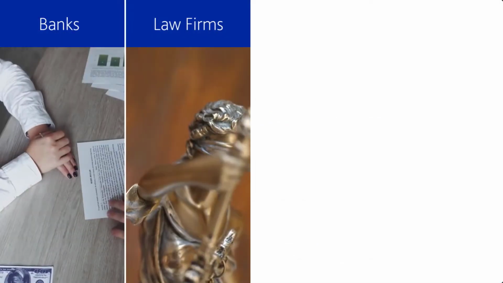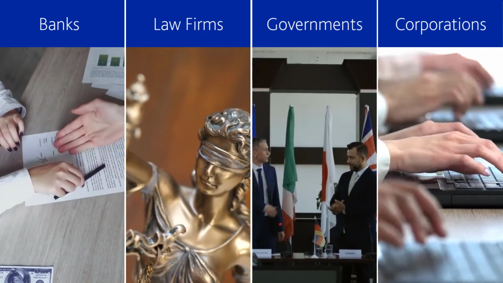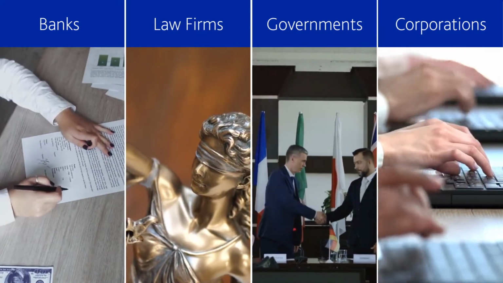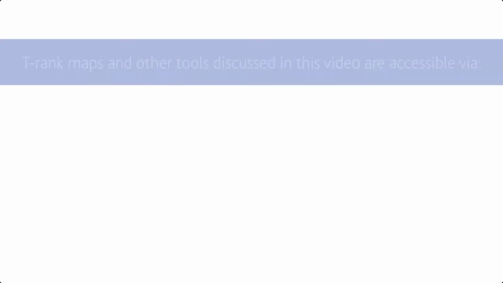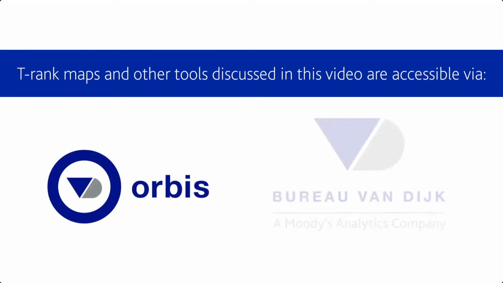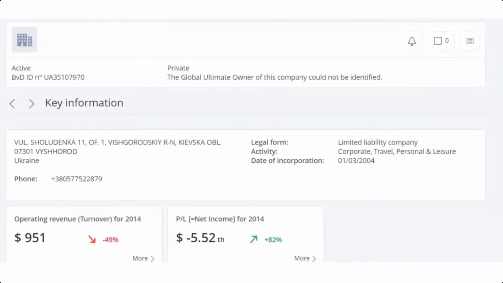These tools, which are used by banks, law firms, government institutions, and large corporations globally, can help you to understand shareholder power so you know who is in control when decisions are going to be made in a company. T-Rank maps and other tools discussed in this video are accessible via the Orbis platform from Bureau van Dijk, a Moody's Analytics company.